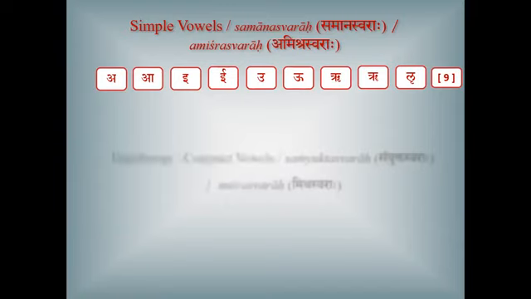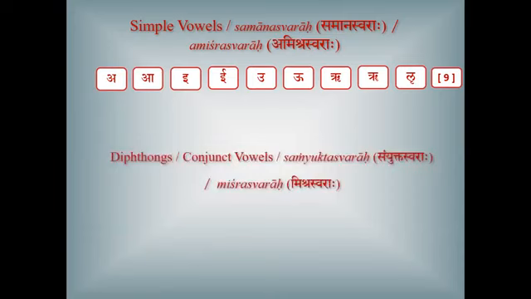Then the conjunct vowels, otherwise called diphthongs in English. In Saṃskṛtam it is called Samyukta Swaraha. Samyukta means conjunct. Otherwise called Mishra. You see Mishra, mixture. Mishra Swaraha. So simple vowels are called Amishra. Conjunct is called Mishra. What are those Mishra Swaraha?